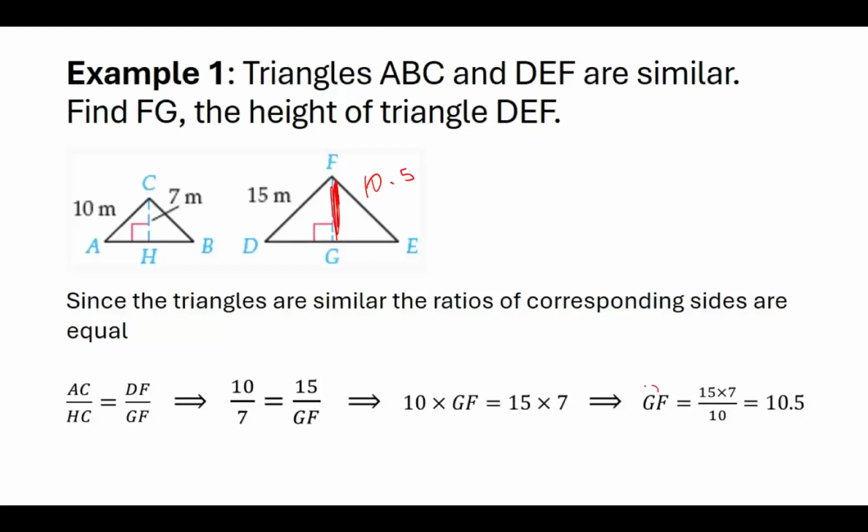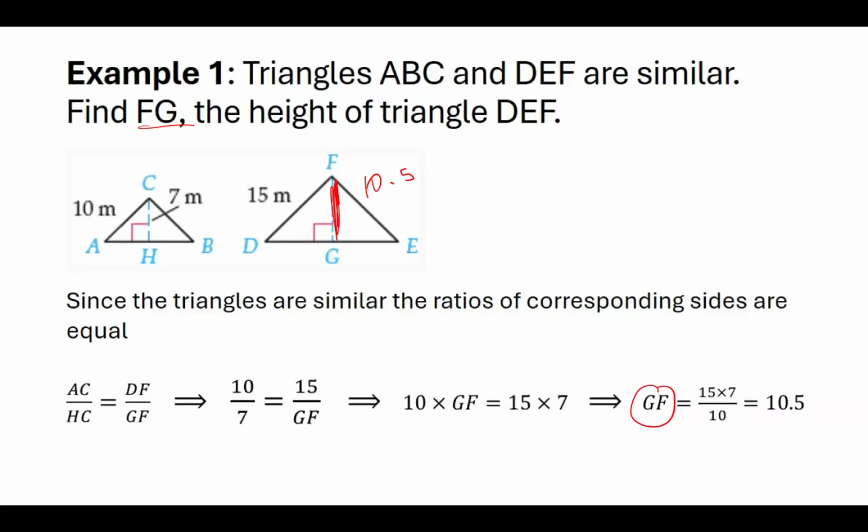Notice that I wrote it as GF, and initially they gave it as FG. I probably should have kept it the same way they did it, but it doesn't change anything because it is a distance. So it is the same distance from F to G as it is from G to F. Okay, so that is how you find the height using similar triangles.